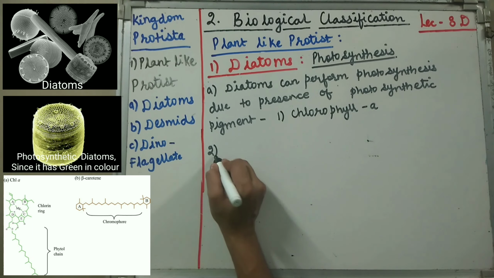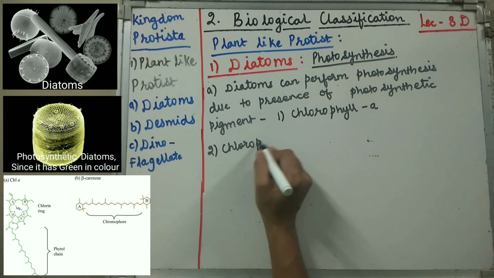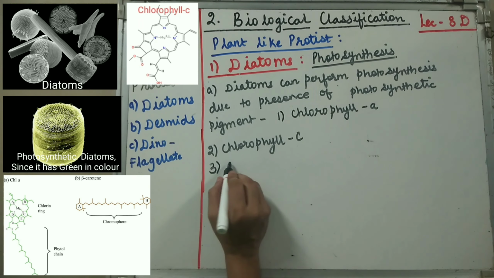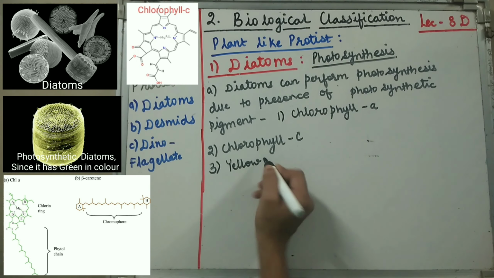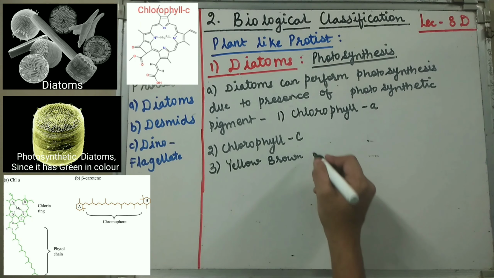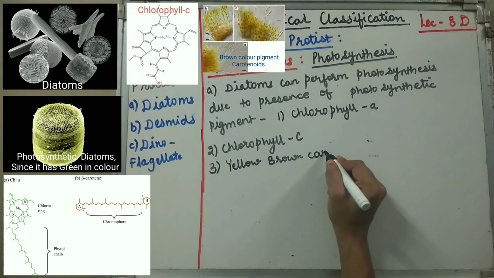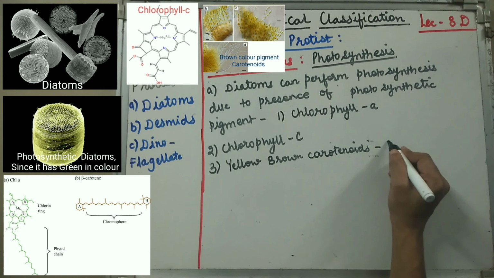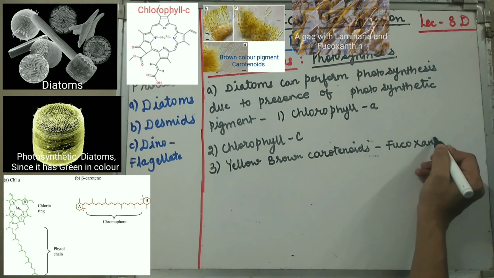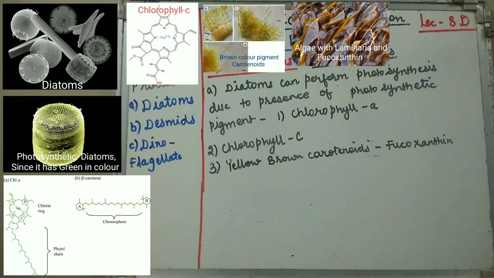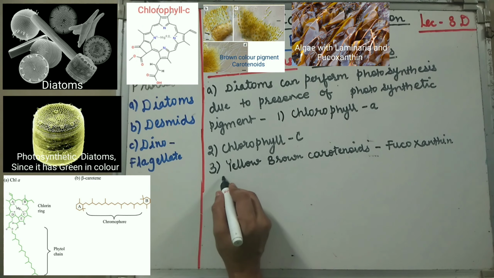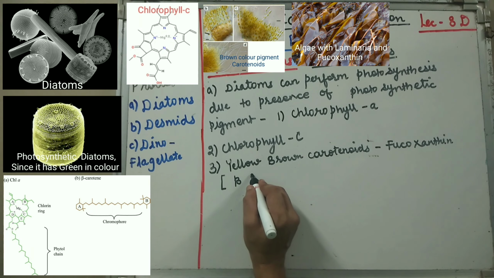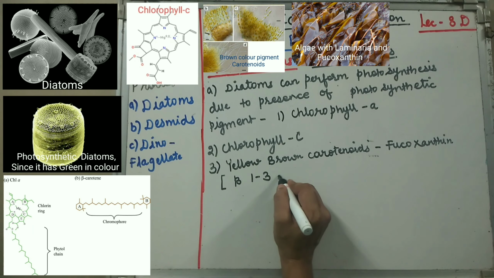It also shows the presence of chlorophyll C. Third, it also shows the presence of yellow brown colored carotenoids, which are called fucoxanthin, which is yellow brown in color, which could be written as beta 1,3 glucan.